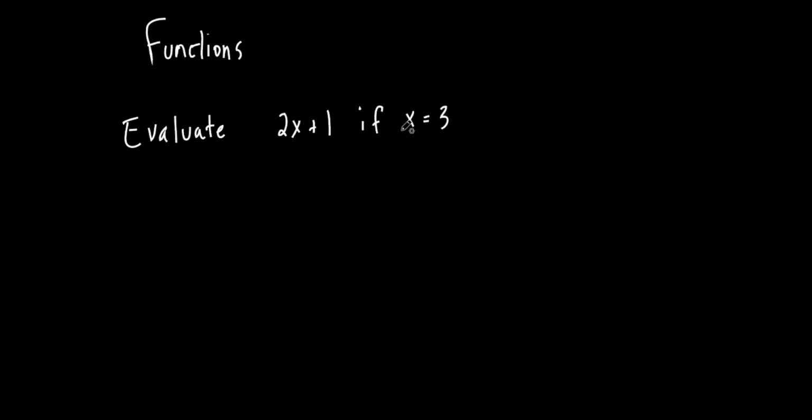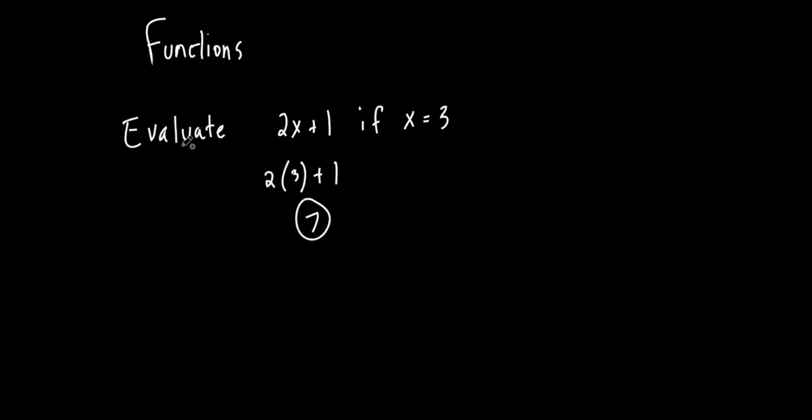So what did you do with this? If x is equal to 3, you just replaced that x with a 3. Let's just do it really easy. I know it's super simple. That's 6 plus 1 is 7. There you go. But now we're going to do basically the same kind of thing, but the notation is going to look a little different. This is called function notation.